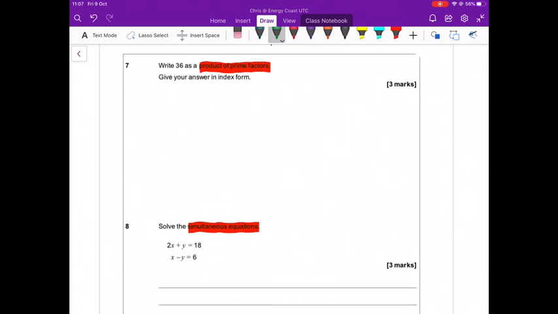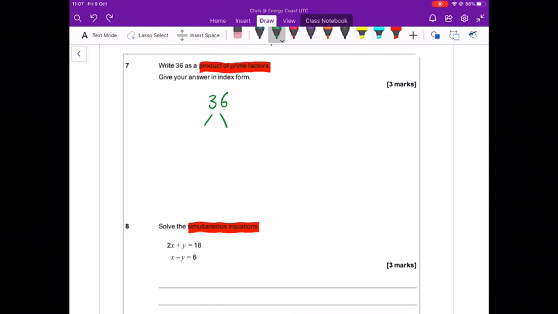Right, 7 is probably the most important question on this whole paper because this will definitely 100% come up on one of your papers, and it's quite straightforward. Products of prime factors, whenever you see that, we start by doing what we call a factor tree. Like I say, this is guaranteed to come up and it's an easy 3 marks, especially if you look at the last question, which is only 4 marks.